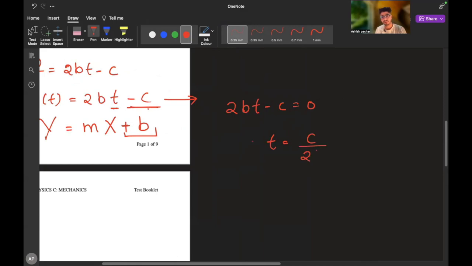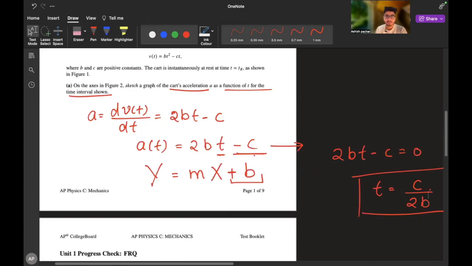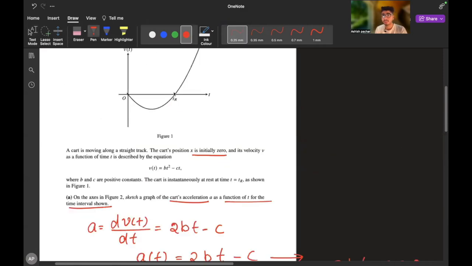So this is the time. At this time, the acceleration is zero. I'm saying acceleration is zero. It is not necessary that always where the velocity is zero, acceleration is zero. Usually you think it like this, but when the velocity is zero, acceleration is not necessarily zero.